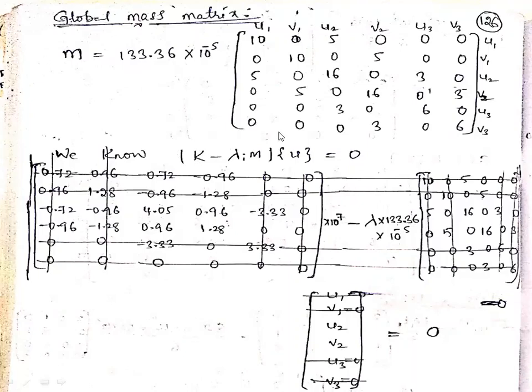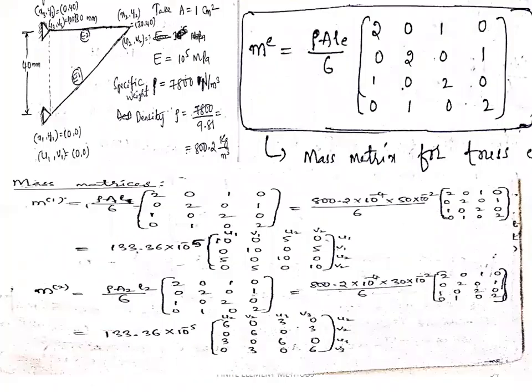The dynamic analysis problem falls under the free vibration undamped case. Therefore, we are going to use (K minus lambda M) into U equal to 0. Right now we know the global stiffness matrix. Now we need to find out the global mass matrix, so let us focus on the global mass matrix.